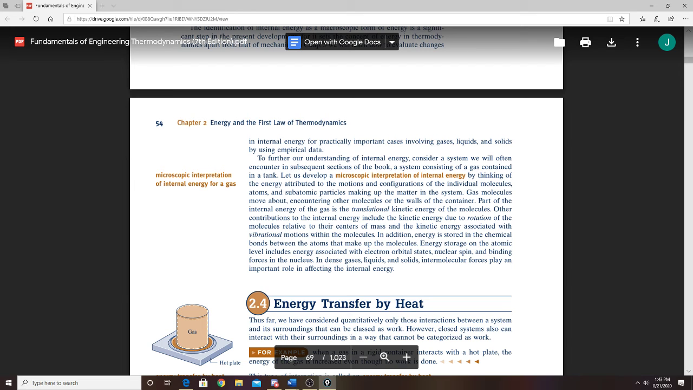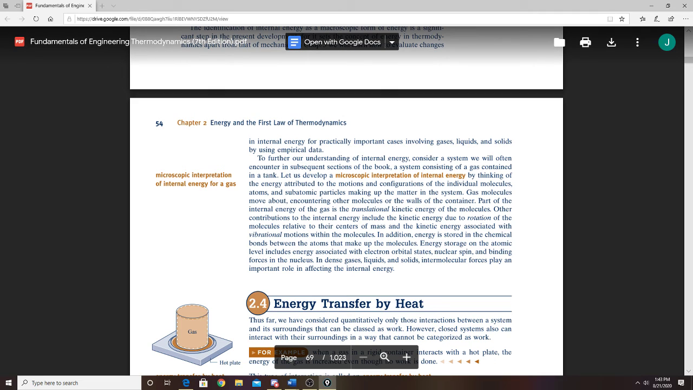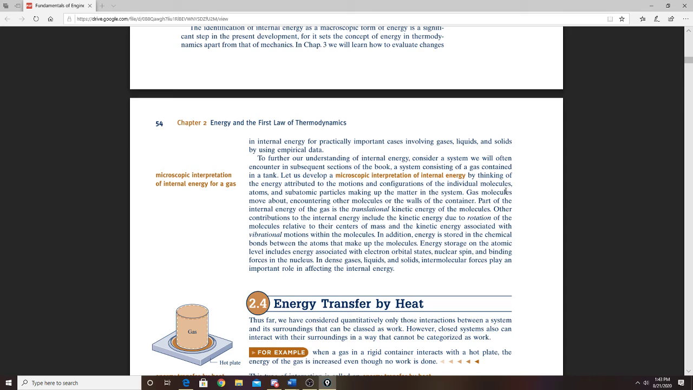Essentially, the fluid has absorbed all types of energy, whether that be kinetic, heat, all that stuff. And that's what it says in here. It says gas molecules move about, encountering other molecules or the walls of the container. Part of the internal energy of the gas is the translational kinetic energy of the molecules. Other contributions include the kinetic energy due to the rotation of the molecules relative to their center of mass, and kinetic energy associated with vibrational motions within the molecules. In addition, energy is stored in the chemical bonds between the atoms that make up the molecules. Energy storage on the atomic level includes energy associated with electron orbitals.